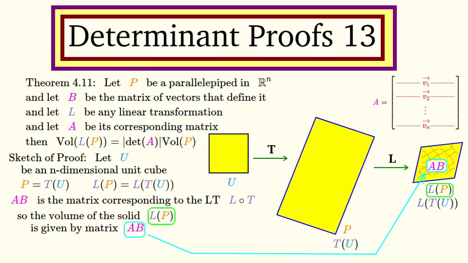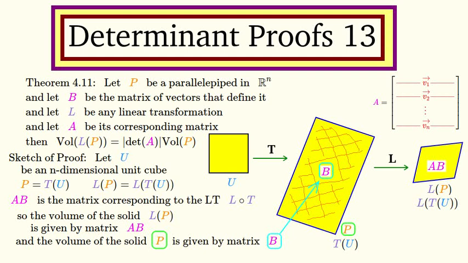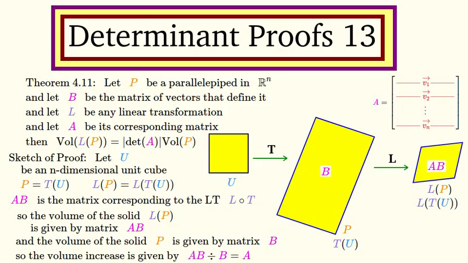So this matrix AB corresponds to the volume of the solid LP, and the volume of the solid P is given by matrix B corresponding to function T. So we can get the volume increase by dividing the volume of solid LP by the volume of solid P, which is just dividing these matrices. It's a sketch of a proof, so I'm allowed to put a division sign in to make it more clear to the person watching this video.